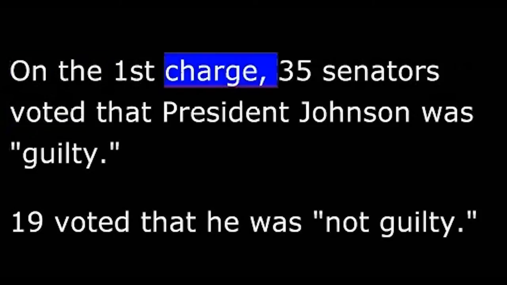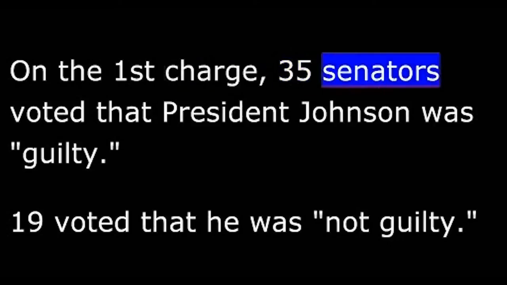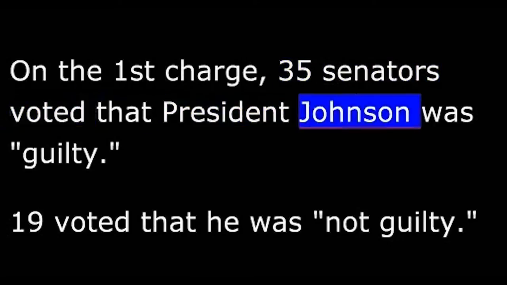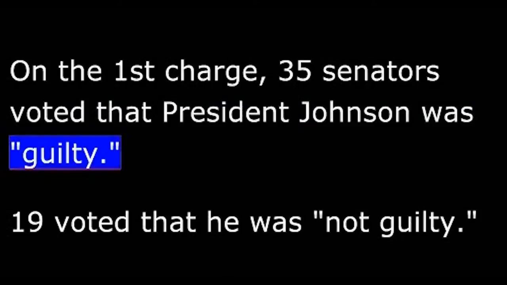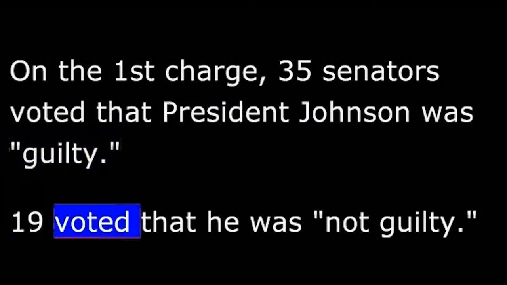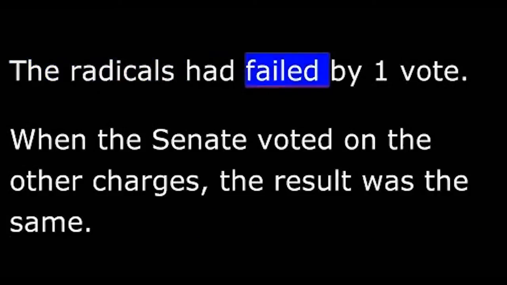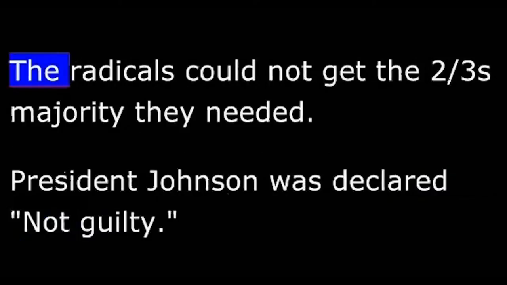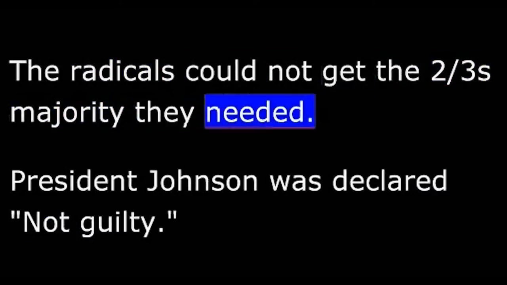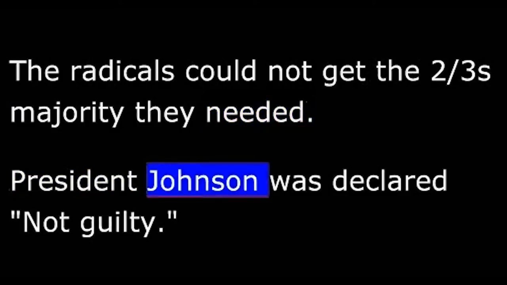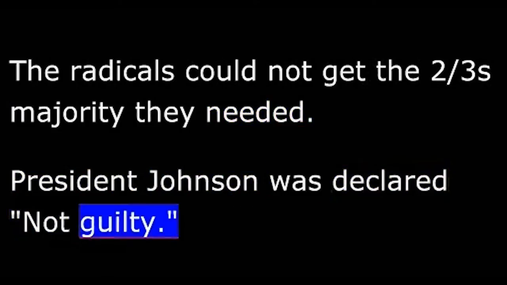On the first charge, 35 senators voted that President Johnson was guilty. 19 voted that he was not guilty. The radicals had failed by one vote. When the Senate voted on the other charges, the result was the same. The radicals could not get the two-thirds majority they needed. President Johnson was declared not guilty.